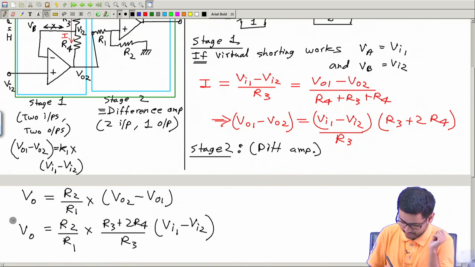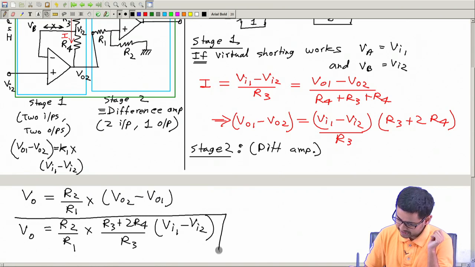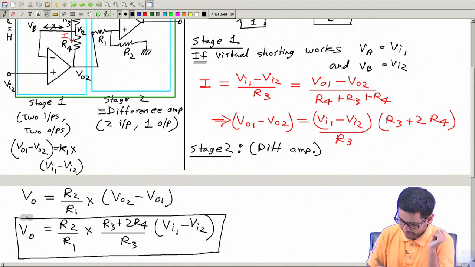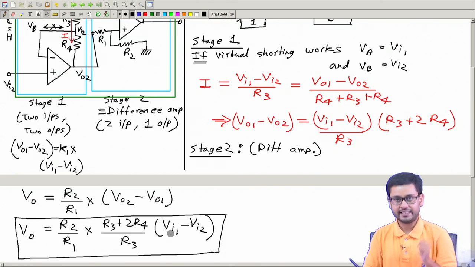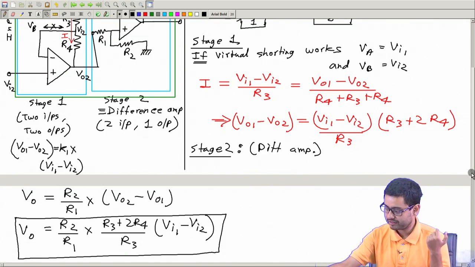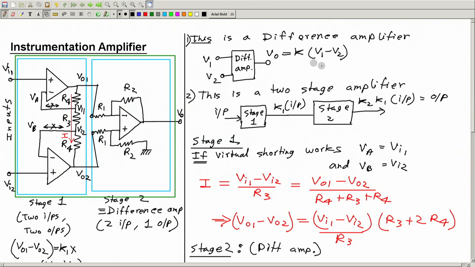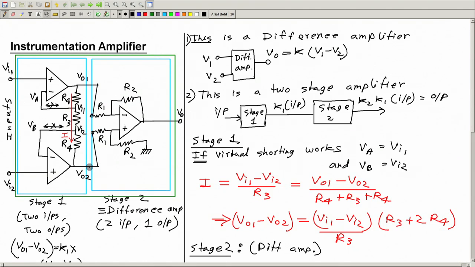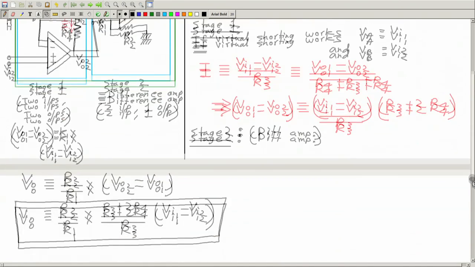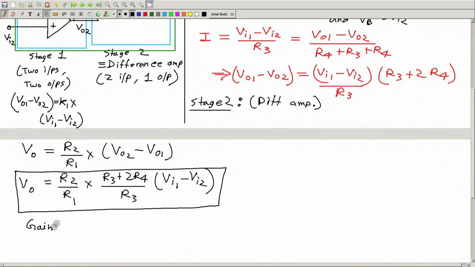This is the output. So, what do we see? The output is proportional to the difference of the two inputs, just like it has to be for a difference amplifier. We say a difference amplifier takes the difference of two quantities and amplifies it. The same thing is happening here, and the gain in this case is this factor R2 by R1 multiplied by R3 plus 2 R4 by R3, right. So the derivation is very simple.